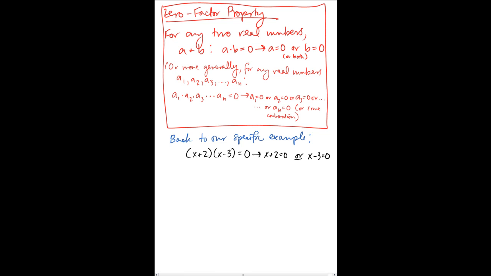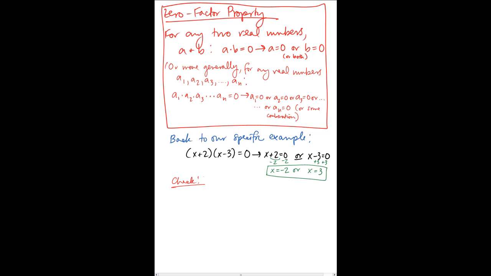For each of those individual equations, I can easily go ahead and solve. Here I have the plus 2 I want to move to the other side, so I subtract 2 from both sides, and so I get x equals negative 2, or, and here I have a minus 3 that I want to move, so I want to add 3 to both sides, and so I get x equals 3. So here I have two possibilities, x equals negative 2 or x equals positive 3. Either one of those will work. And in fact, I can check that back in the original equation.